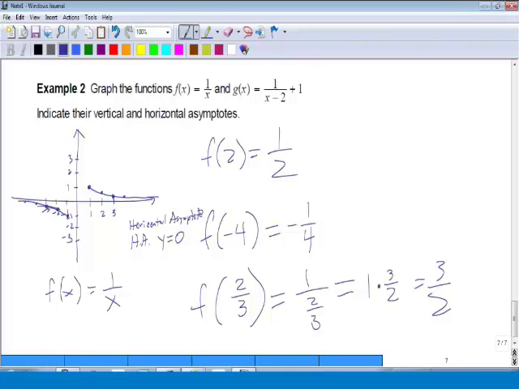What's going on between -1 and 1? What's the reciprocal of 1/2? 2. What's the reciprocal of 1/3? 3. And the reciprocal of 1/4? 4. How high does this graph go?